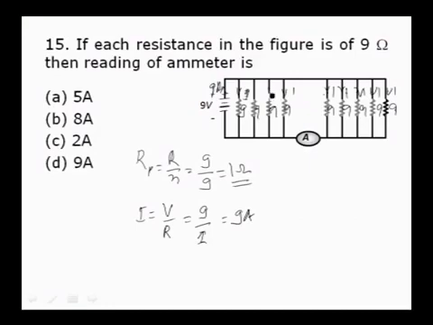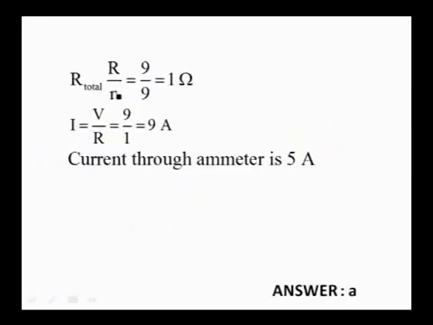So 1 ampere, 1 ampere, like this. This is 1 ampere, 2 ampere, 3 ampere, 4 ampere, 5 ampere. The 5 ampere of current is flowing through the ammeter in this circuit. Therefore, the correct option is A, the reading of the ammeter is 5 ampere. The total resistance is R by N, that is 9 by 9, equal to 1 ohm. Current is equal to V by R, 9 by 1, that is 9 ampere. Therefore, the current through the ammeter is 5 ampere.